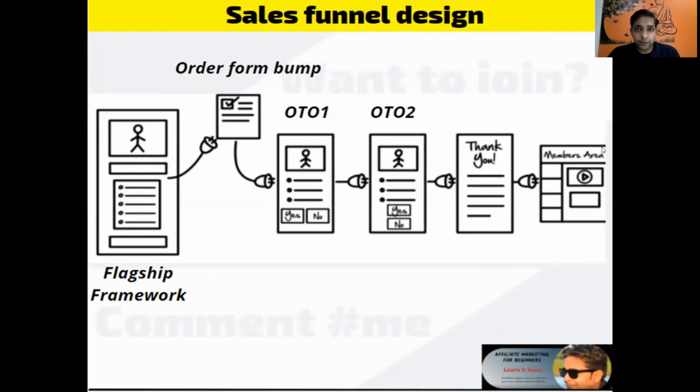Now in the flagship framework, as we have already seen, we have one sales video, then we have some offers, a place to enter the credit card information, then a place for the order form bump, and then a yes or no button or order button. In OTO1 also we have a sales video or sales letter, and then some offer description or information about the offers or bonuses, and then we have a yes or no button. Then same in OTO2 and the thank you page, and in the members area we can see all those pages together.